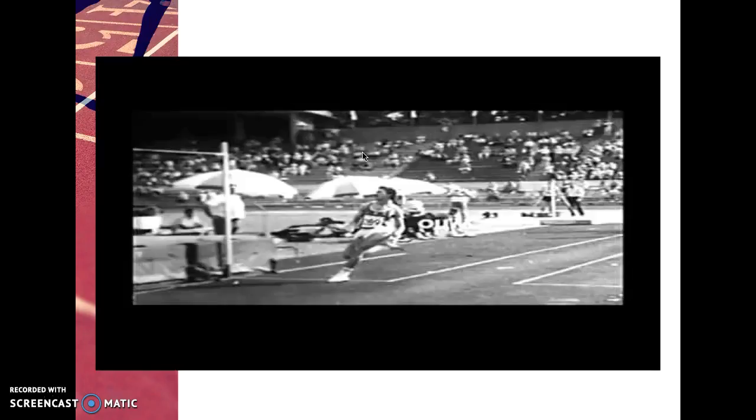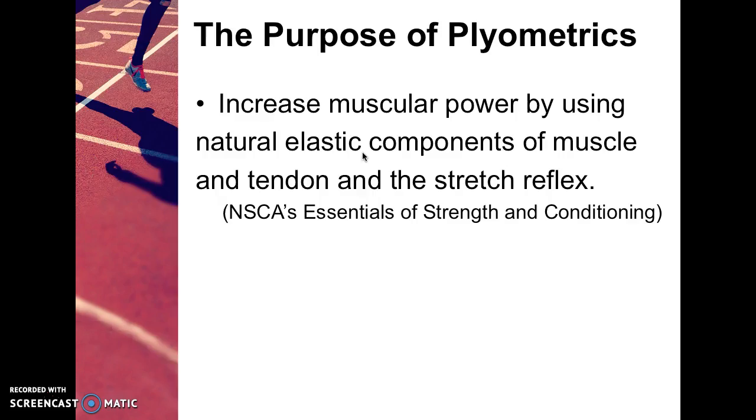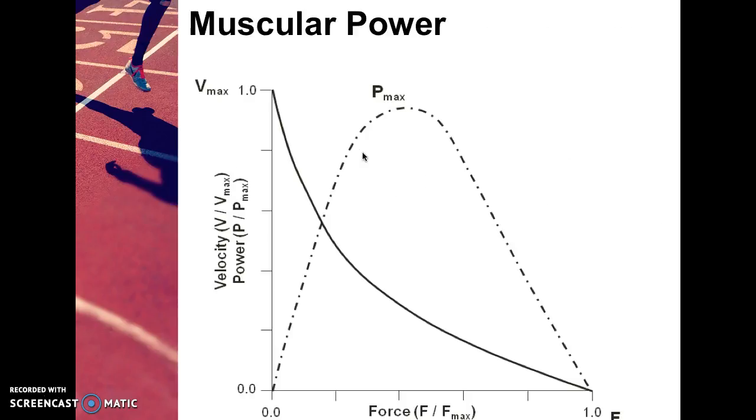This is the video, unfortunately, is not working. So the purpose, again, increase muscular power by using naturally elastic components of muscle and tendon in the stretch reflex. So what the NSCA here is saying is that we have a stretch shortening complex, right, where we have the ability, again, to store energy in our ligaments and tendons, right? Store, and contract them elastically like a rubber band, and take that energy that is stored and move it somewhere and be explosive. And that's essentially what our body is trying to do. And we'll look at it in the force velocity curve.